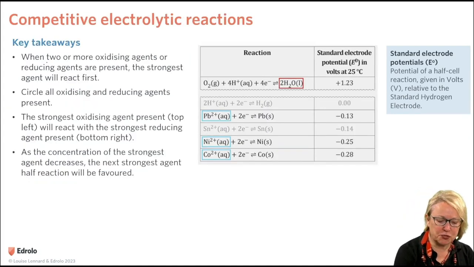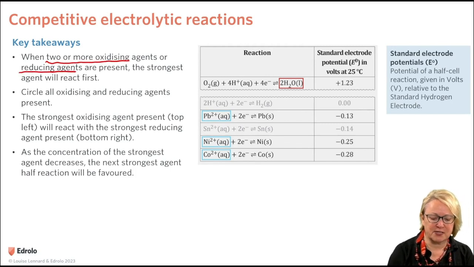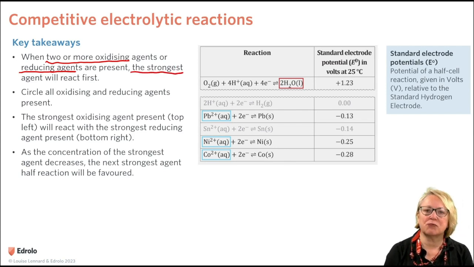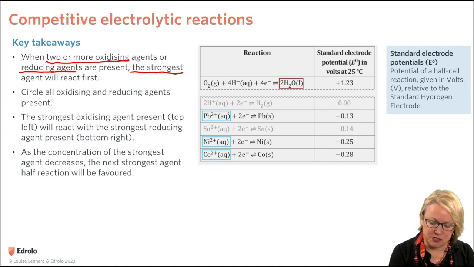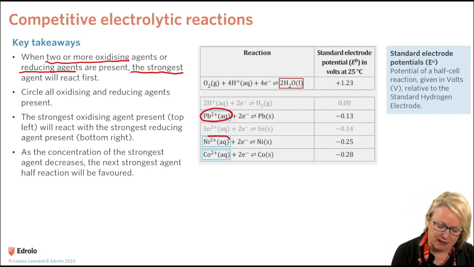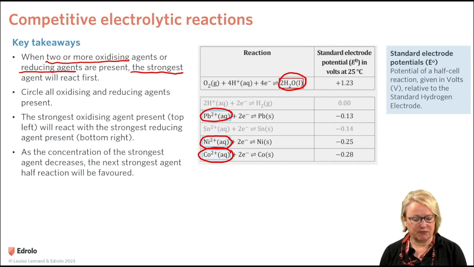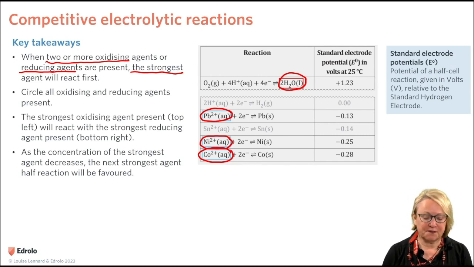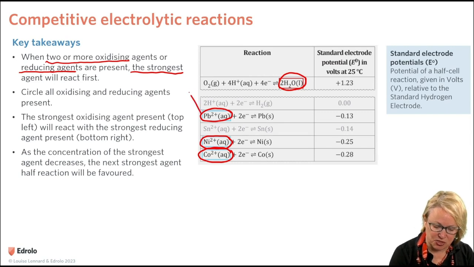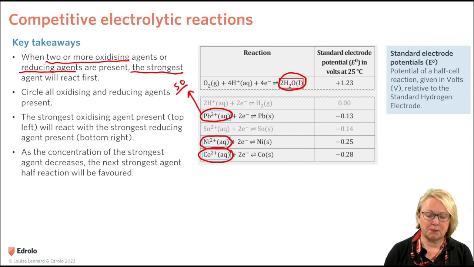Okay, when we have 2 or more oxidizing agents or 2 or more reducing agents, the strongest agent will react first. So the strategy I recommend is to circle all the species that you have. So in this cell, we've got lead-2+ ions, nickel-2+ ions, cobalt-2+ ions, and water. So circle all the oxidizing and reducing agents present. Identify the strongest oxidizing agent, which in this case is this Pb2+.